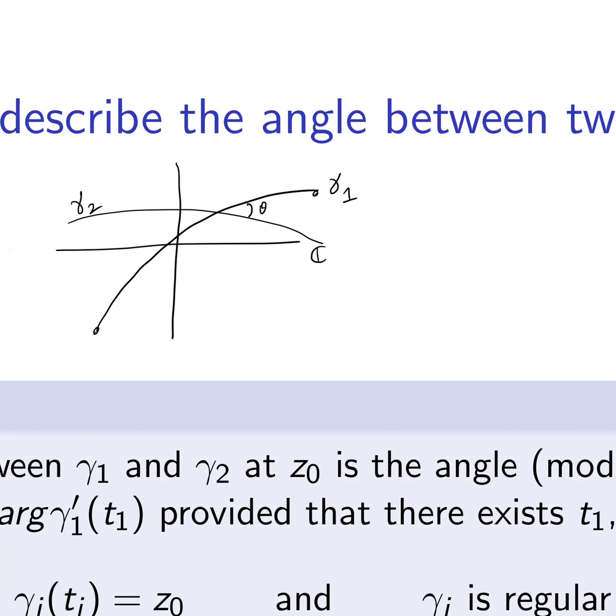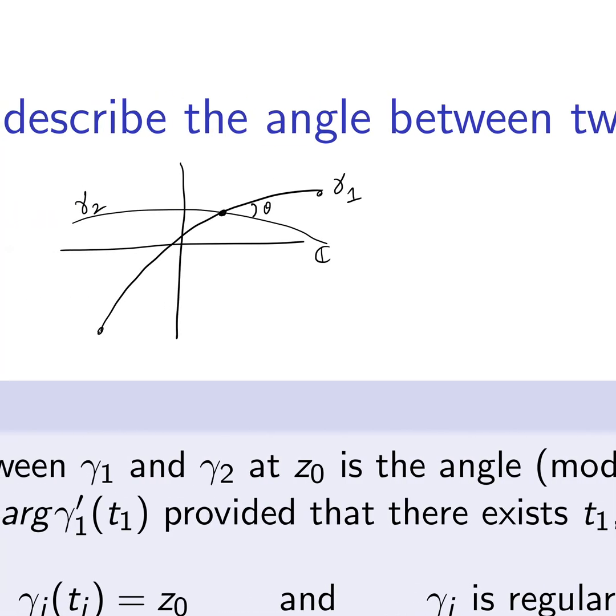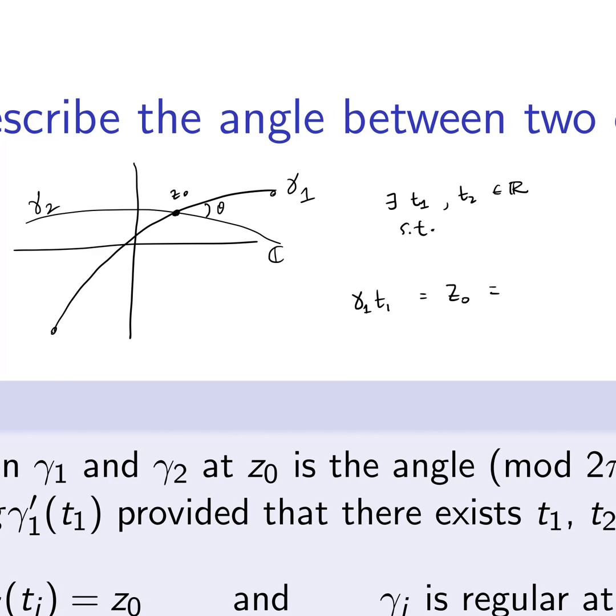So notice that in this situation, we will have some point, we could call that point Z0, where the curves intersect. So that means there exists some point T1 and some point T2 in R such that Z0 is gamma 1 at T1 and it's also gamma 2 at T2, right?